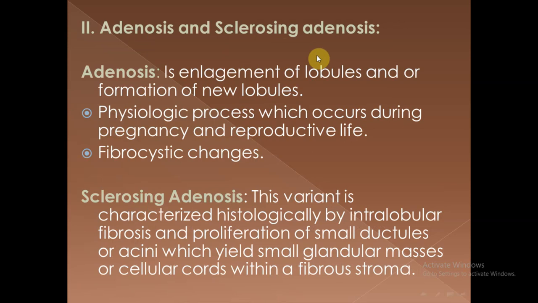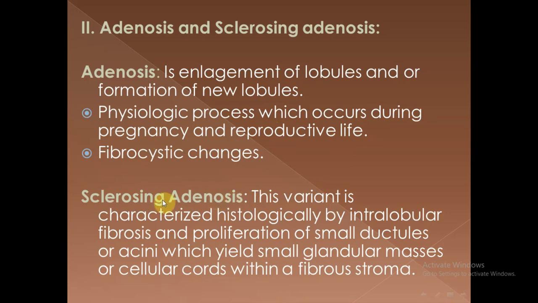Now we talk about adenosis and sclerosing adenosis. Adenosis is enlargement of lobules and/or formation of new lobules. It can be either physiologic or pathologic, which is part of fibrocystic change.